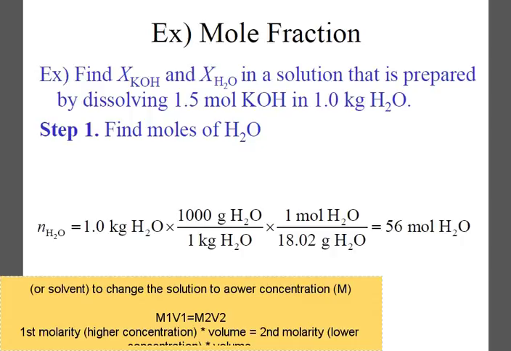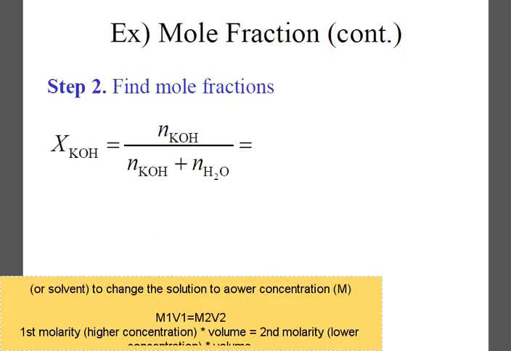And then from the math, we find that that's 56 moles of water. So we have 56 moles of water and 1.5 moles of KOH. And those are the only two things in the solution. So now we're ready to find our mole fractions. So to find the mole fraction of KOH, we would write that as X. That's our symbol for mole fraction. And then KOH is your subscript. It tells you what you're finding the mole fraction of. Whatever you're finding the mole fraction of, moles of that thing go on the top, and then your total moles of everything in your solution go on the bottom.